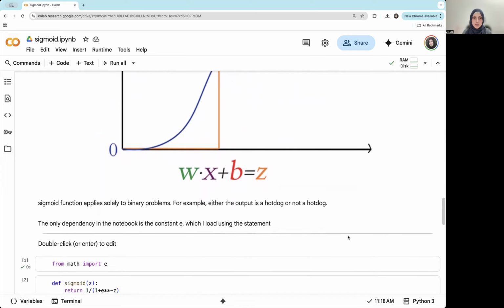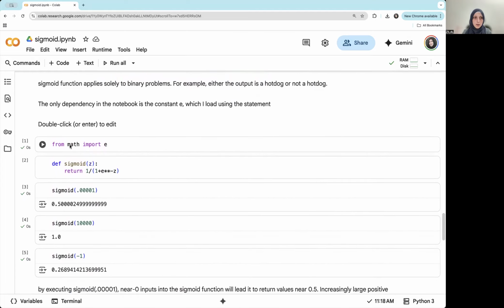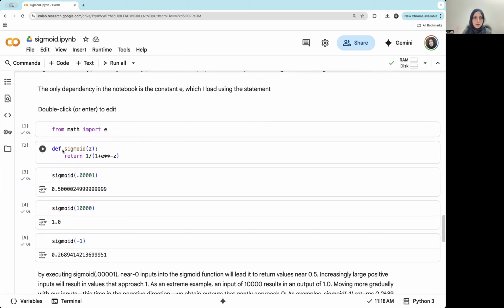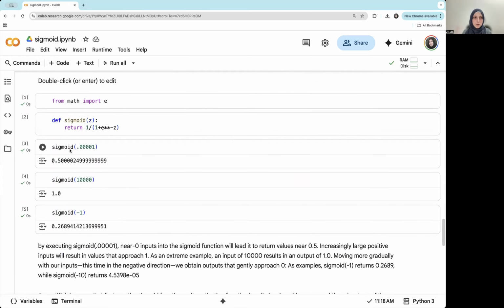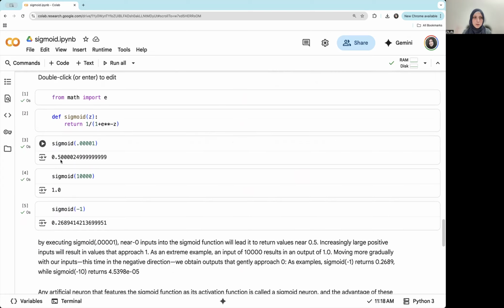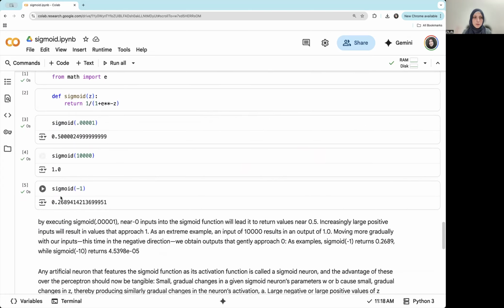The only dependency in the notebook is the constant e. This is the method of sigmoid. For example, sigmoid of this number will give me this output, and the sigmoid of a negative number will approach 0.